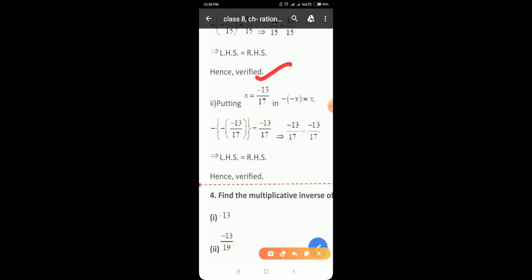Here x is minus 13 by 17, so putting it in, minus as it is, and minus of x, where x is minus 13 upon 17. Now this minus and this minus will become positive, so your result will be minus 13 upon 17 on the left hand side. Now on the right hand side you will put x, and x is minus 13 upon 17 as it is, so you will get that the left hand side and right hand side are the same, so it is verified.